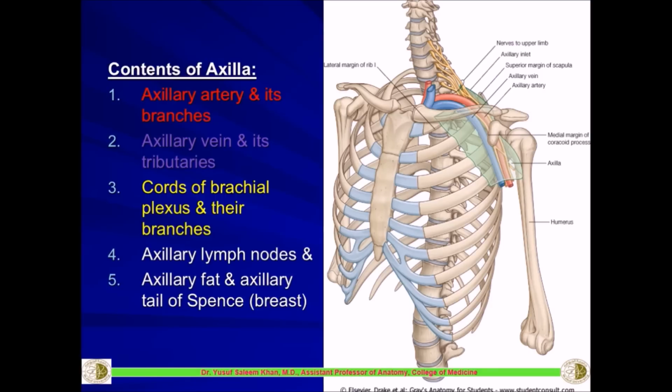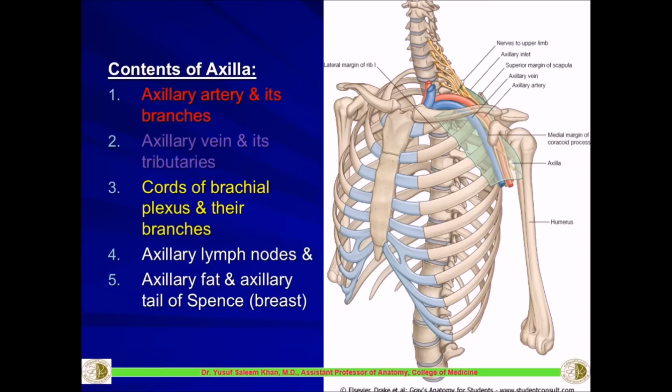Along with that, because there are important structures, these structures have to be protected, so there is a thick pad of fat, this is called the axillary fat, as well as the axillary tail of Spence. So this is nothing but the elongation of the breast mammary gland itself, which will be entering into the axilla. This is called the axillary tail of Spence. Okay, so these are some of the important contents.